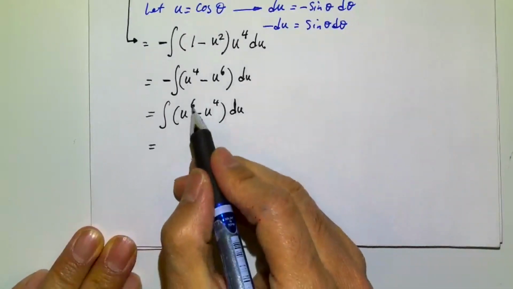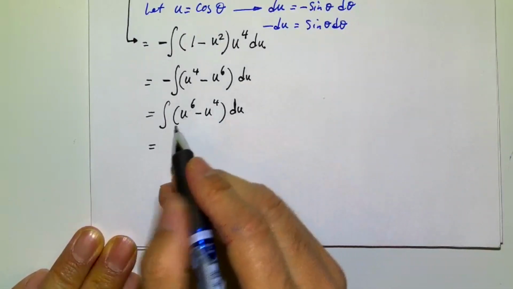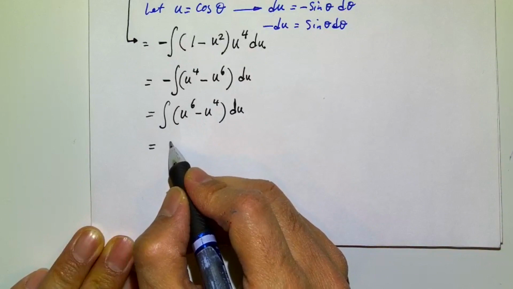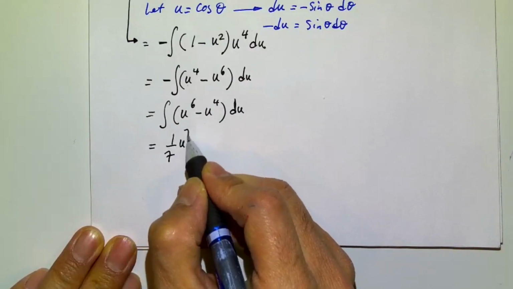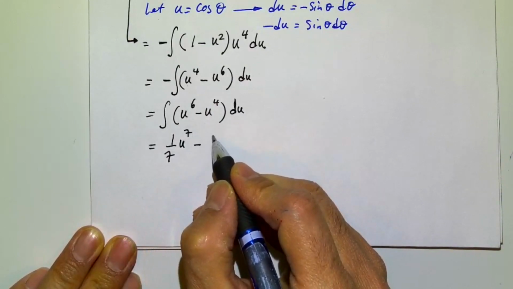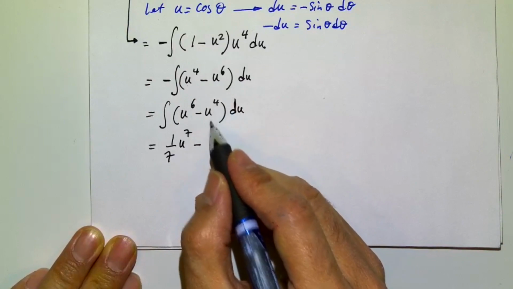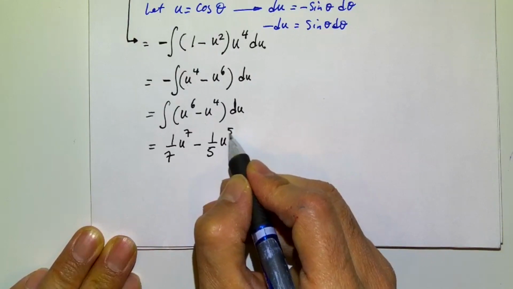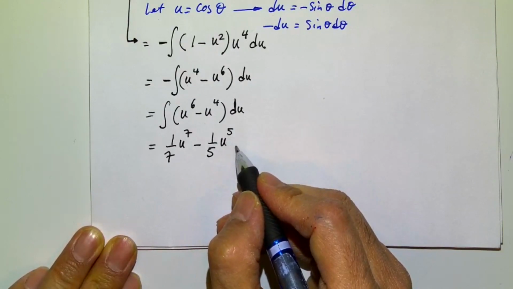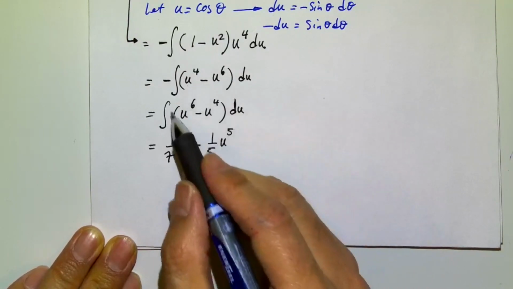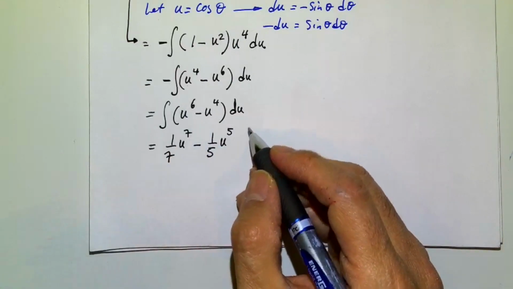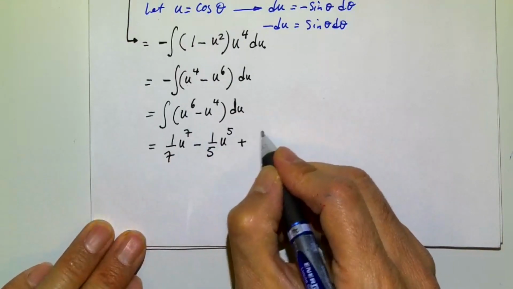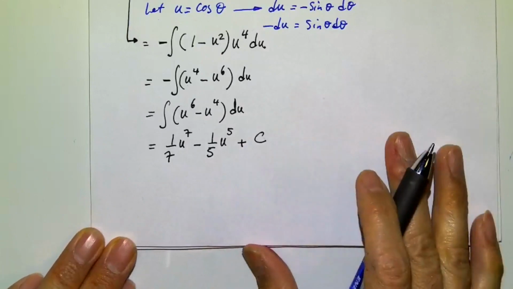Let's add 1 to this power and divide the term by the new power 7. So 1 over 7 times u to the 7th, minus: add 1 to this power and divide by the new power 5, so 1 over 5 times u to the fifth power. And of course, this is the indefinite integral, so what are we going to get? We're going to get plus C, that unknown constant.